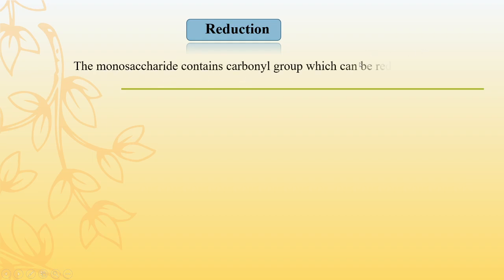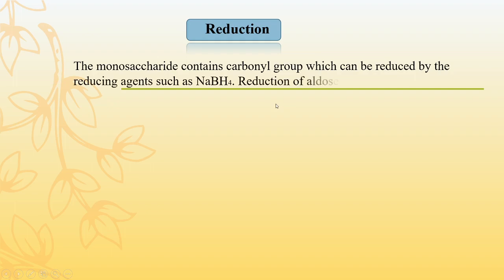The next reaction is reduction. Monosaccharides contain a carbonyl group, which can be reduced by reducing reagents such as NaBH4, sodium borohydride. The reduction of an aldose forms one alditol and the ketose forms two alditols. That means when any aldose is reduced with NaBH4, it gives one alditol, but the ketose gives two alditols. So how is it possible?